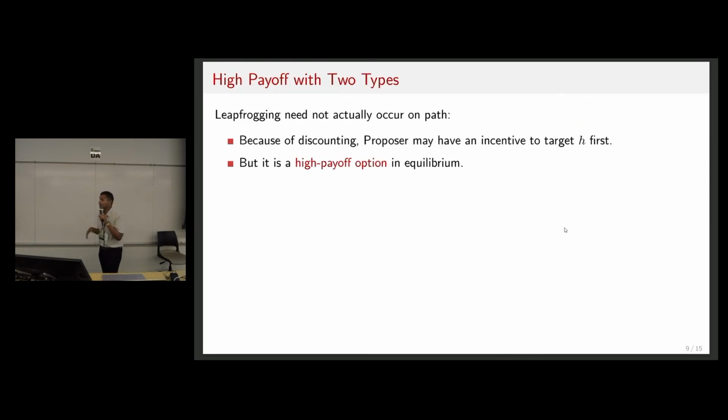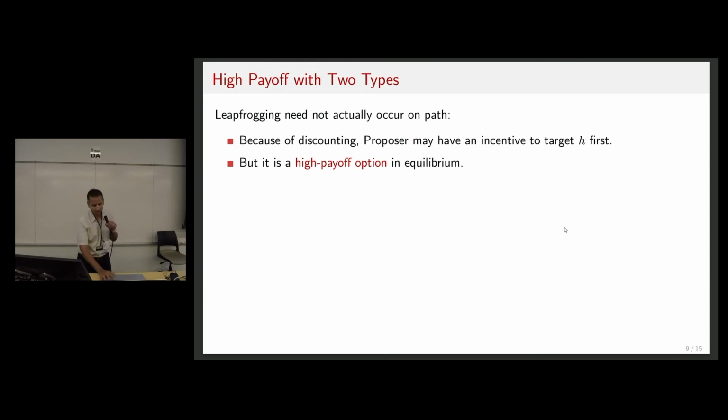Now, leapfrogging need not actually occur on path. Because of discounting, the proposer might have an incentive to target the high type first, but it's always an option available to the proposer. So you can have a very succinct proof to highlight that if an equilibrium exists, there exists an equilibrium in which the proposer is able to obtain this payoff.